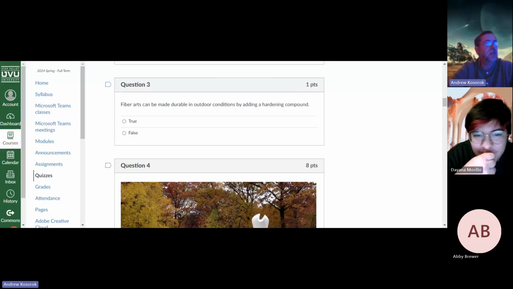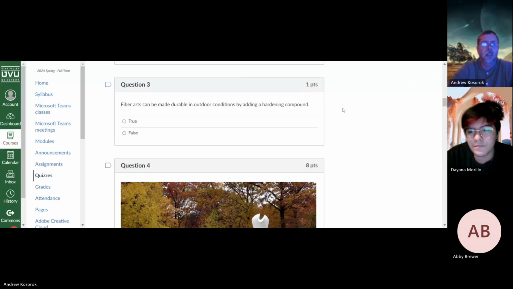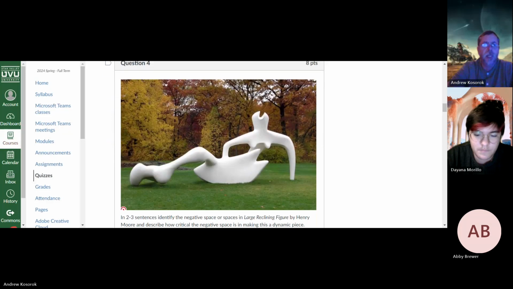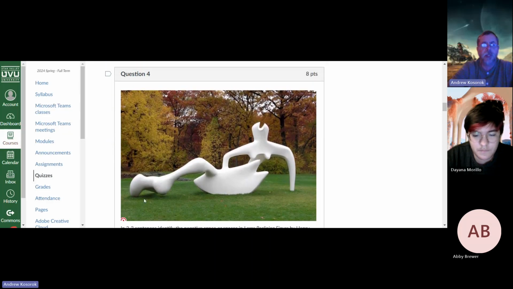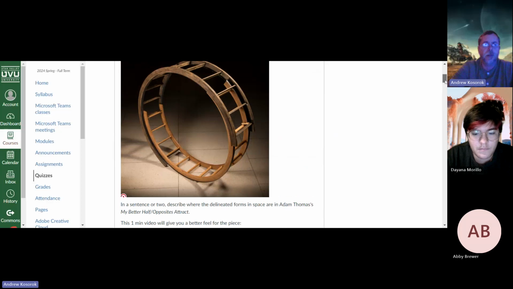There are a lot of materials that can be added and have been used historically with fiber to make it a lot more endurable. One of the more common ones today is resins. And on really ancient ships, things like pine tar were used as a hardening compound. So if we want to make fiber arts durable for outdoor conditions, definitely we can do that by adding a hardening compound. Now, this question number 4 kind of ties back to that very first question about delineated forms.